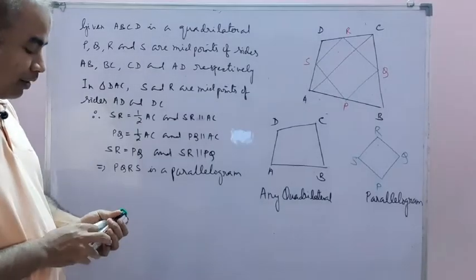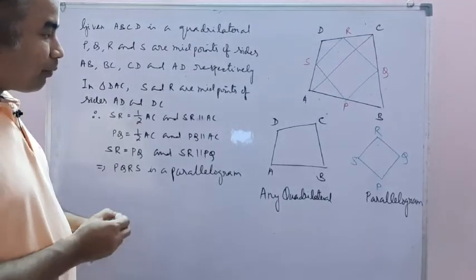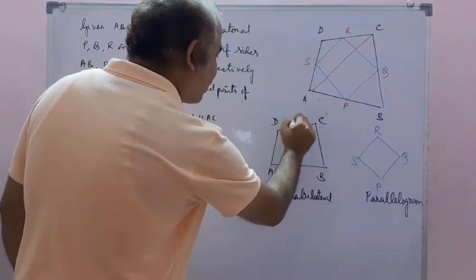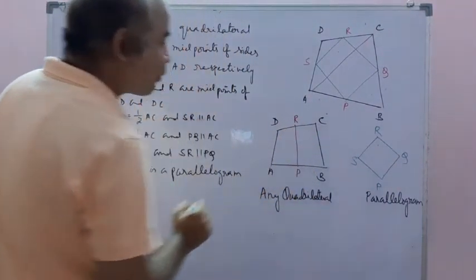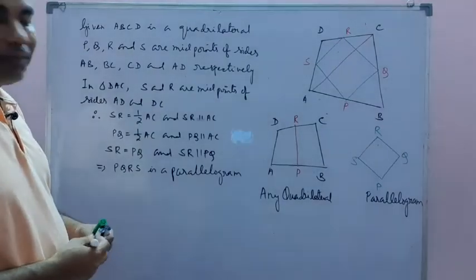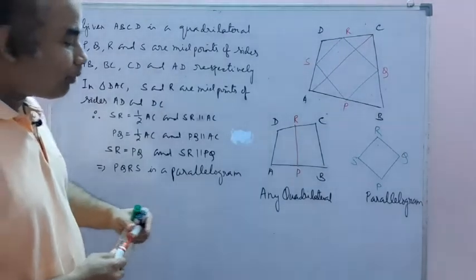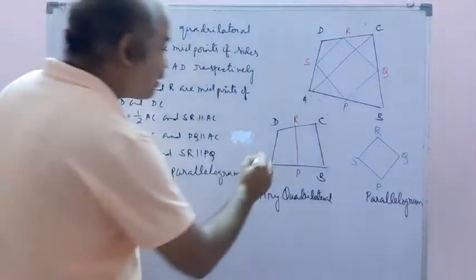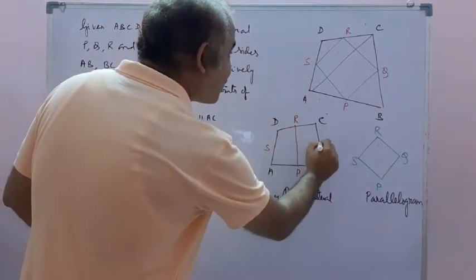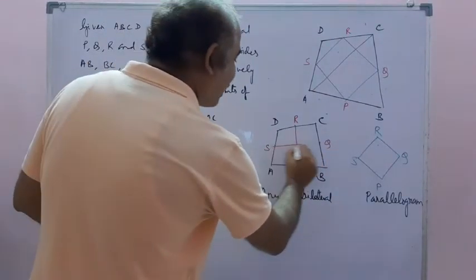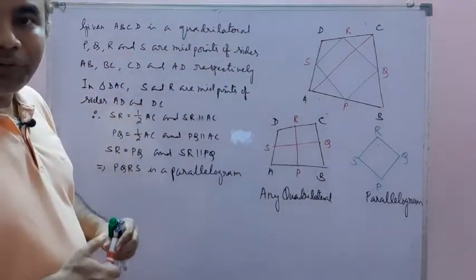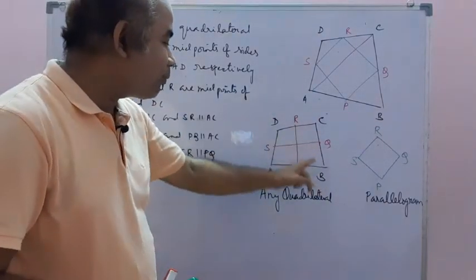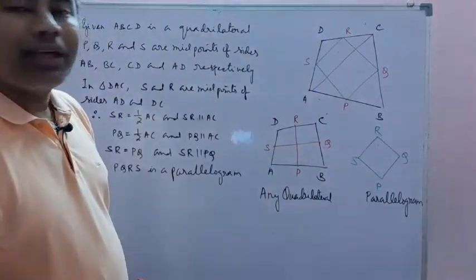Now just see the midpoints here. What is the midpoint here? P. Here, R. The line segment joining the midpoints of opposite sides means PR. PR is the line segment joining the midpoints of opposite sides of quadrilateral ABCD. Here what is the midpoint? S. Here what is the midpoint? Q. So if I join SQ, what can I say about this line segment SQ? SQ is the line segment joining the midpoints of opposite sides of the quadrilateral ABCD.